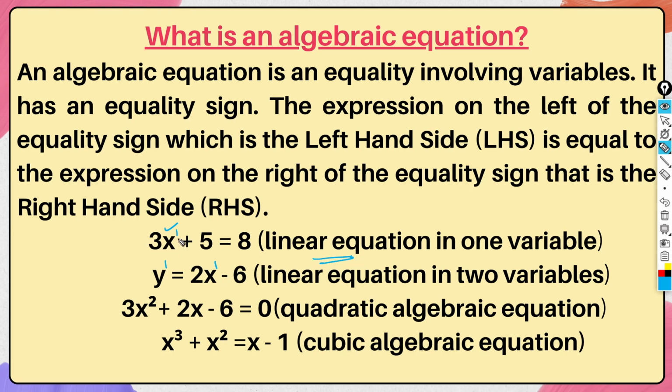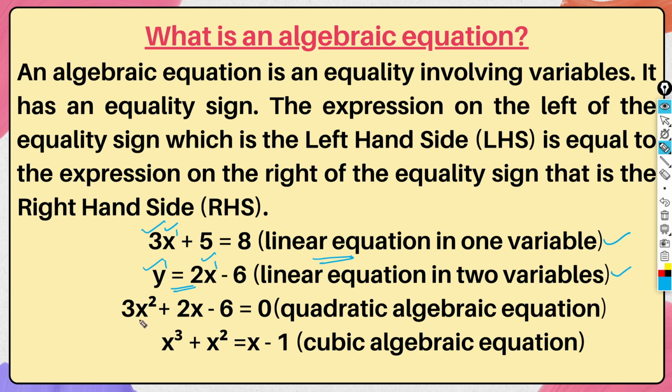We know that since x here has the highest power 1, this is a linear equation, and x is only one variable, so this is a linear equation in one variable. So in case number 2, y and x both are variables which have the highest power as 1. And here y and x are two variables. So these are linear equations in two variables.